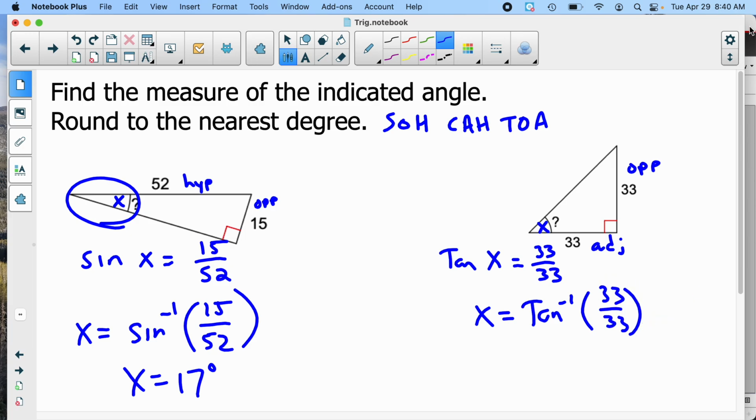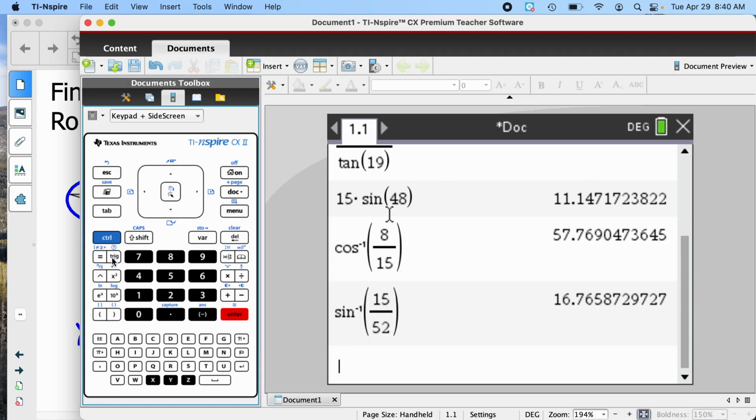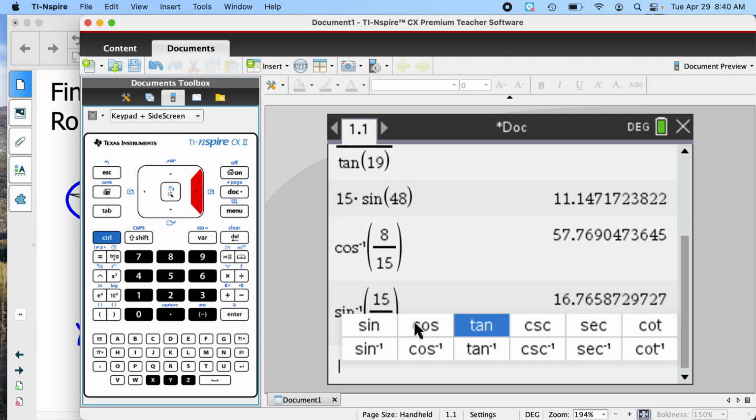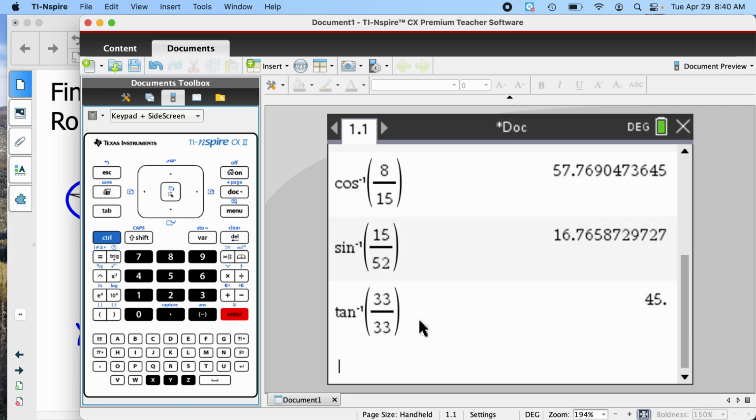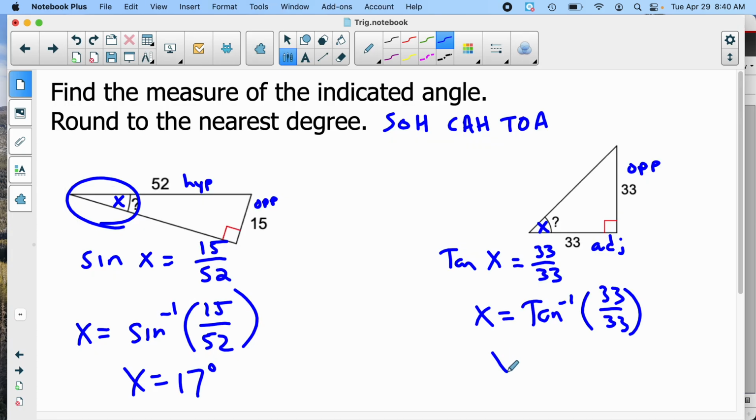Let's go to the calculator. Trig, inverse tangent of 33 over 33. Huh! 45. But you knew that. How did you know that? Did you recognize that this triangle is an isosceles triangle with the two sides being 33? And because it's a right triangle, this angle has to be 45. This is a 45-45-90 triangle. You can even go one step further and say that that side is 33 radical 2. Or you could use trigonometry.